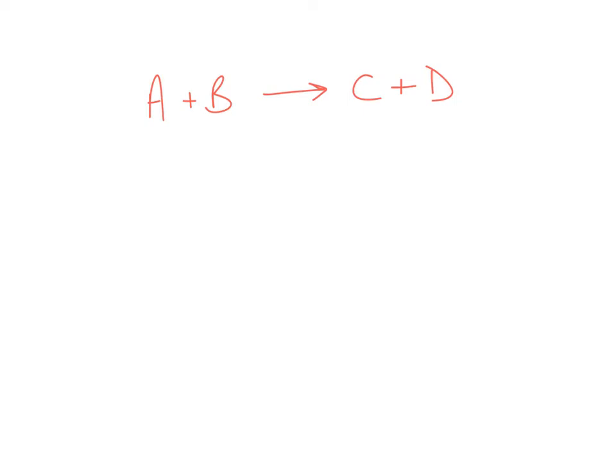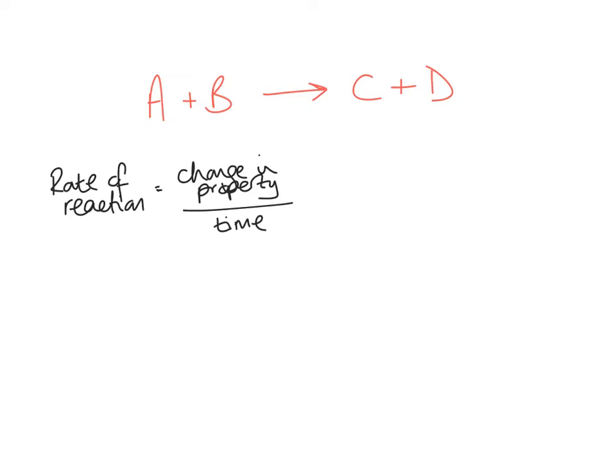In order to measure this as chemists in the laboratory, we need to track some sort of physical property of either the reactants or the products. And so how fast the rate of reaction is how this change in property occurs over time, shown like so. This equates to the amount of reactant used or the product formed over time.